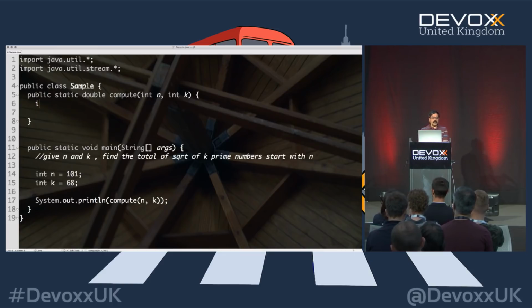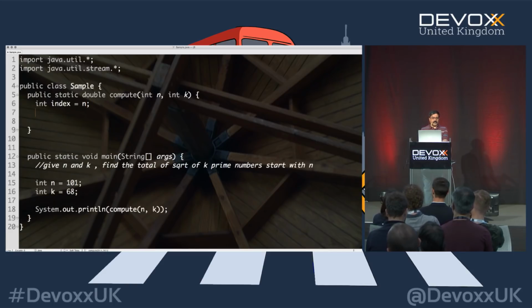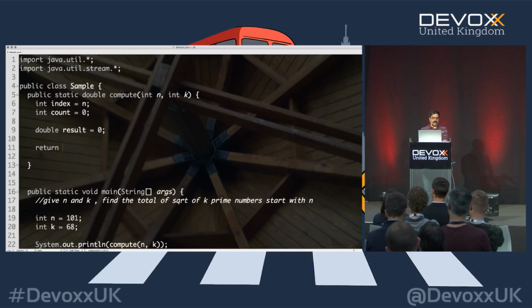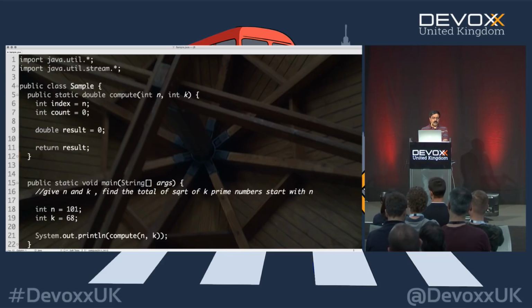Yes. So then int index is equal to n. What do we do next? Int count is equal to 0. And then we say double result is equal to 0. Return the result when we are done. Well, that's a good start, isn't it? But then what do we do?